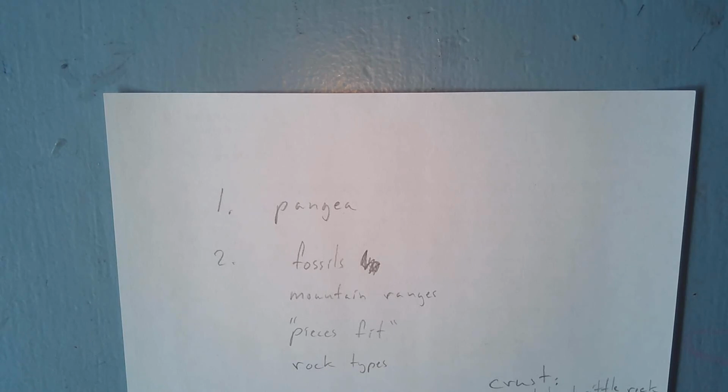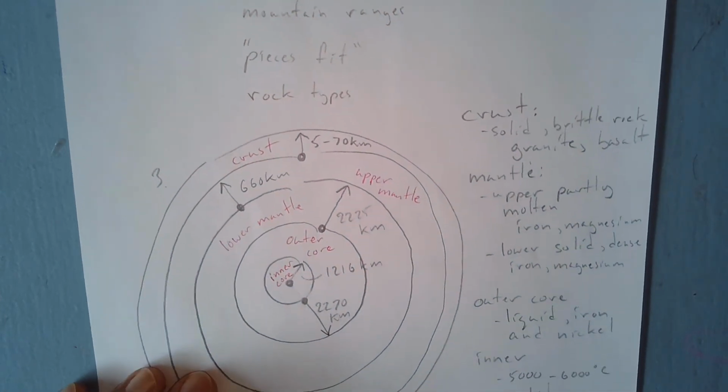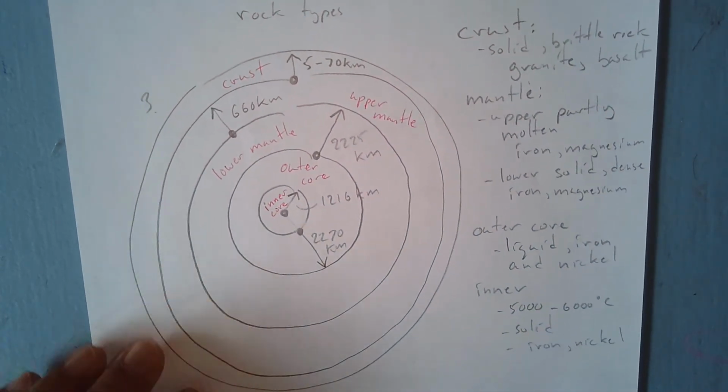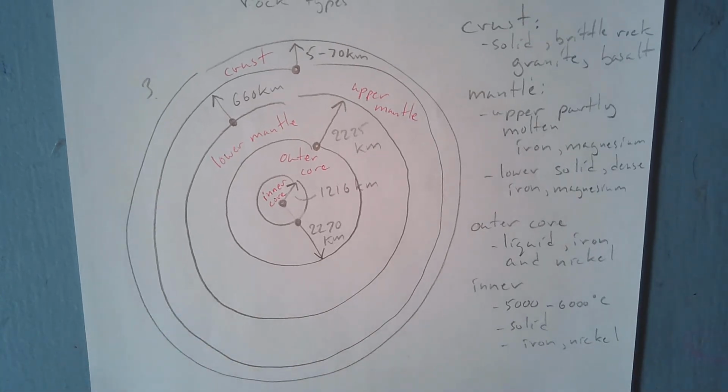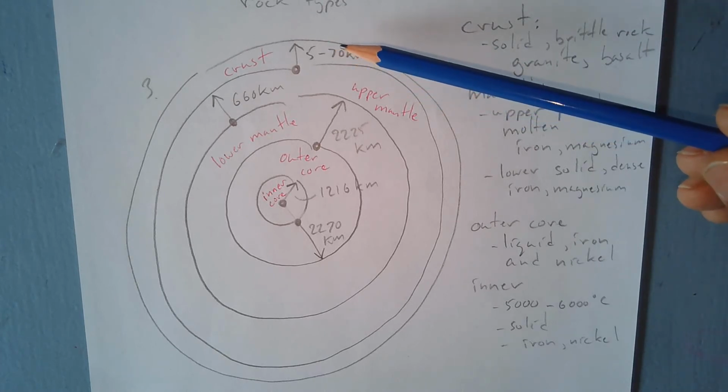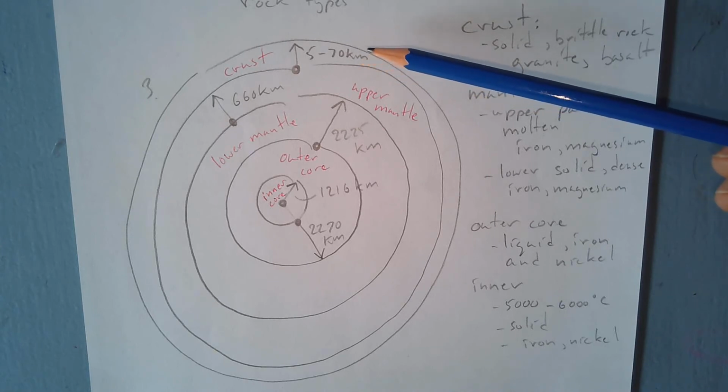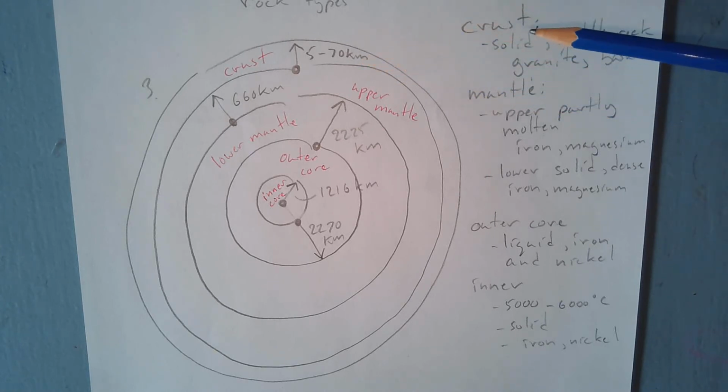Okay, let's look at the different layers of the Earth, and we can work our way in from the outside. This is a rough sketch, and you see a bunch of circles. If we start on the outermost part, we've got the crust. It is 5 to 70 kilometers, so it fluctuates. Here you have solid, brittle rock: granite in the continental areas and basalt in the oceanic areas.